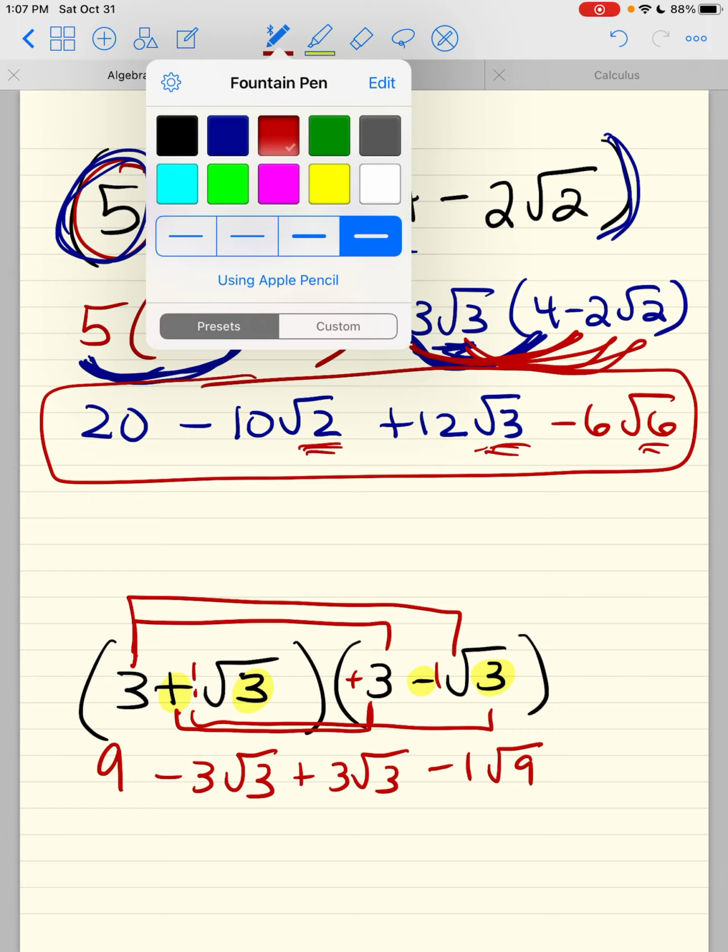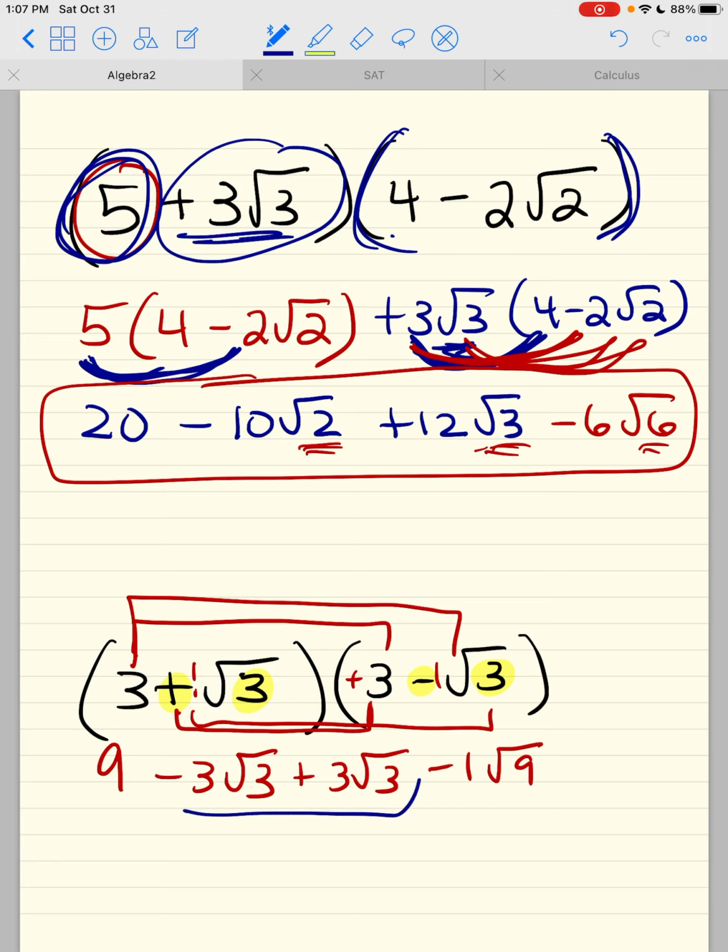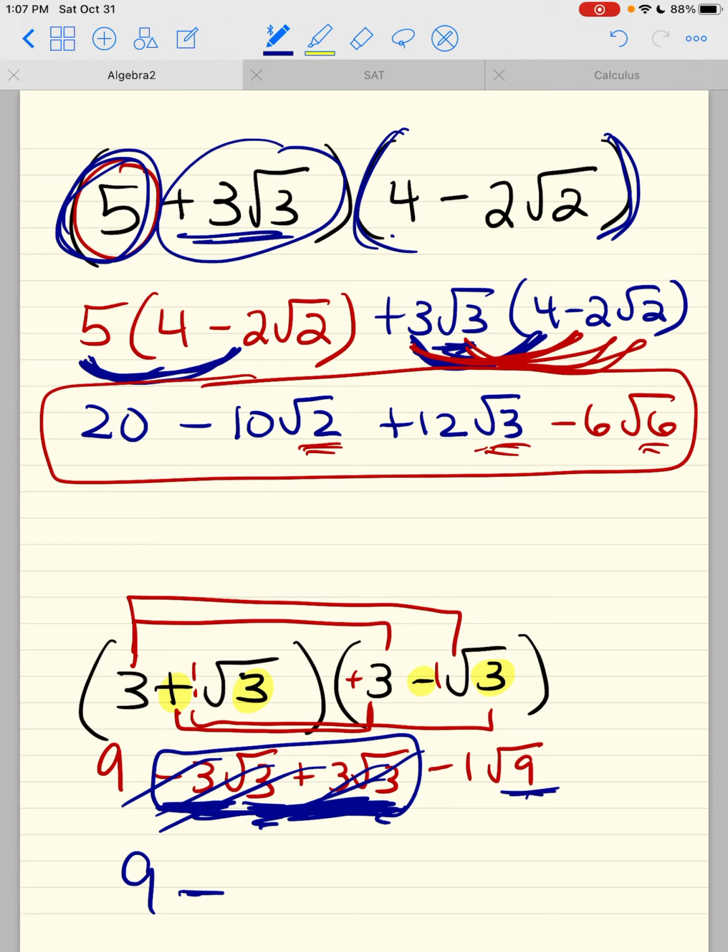So a couple of things are going to happen here. This times this and this, they both have the same number underneath, so we can combine them. If you owe me $3 and you have $3, then it's broken even. So we don't have that anymore. We have a minus. Do you guys know what the square root of 9 is? Sure, it's 3. So our final answer is actually 6.